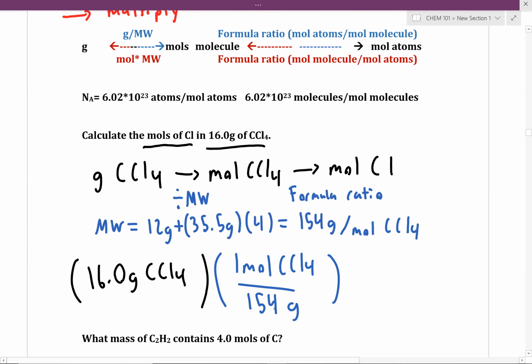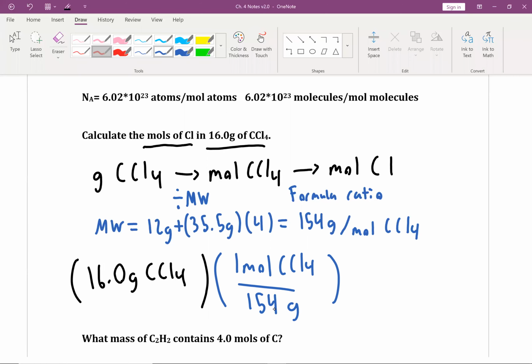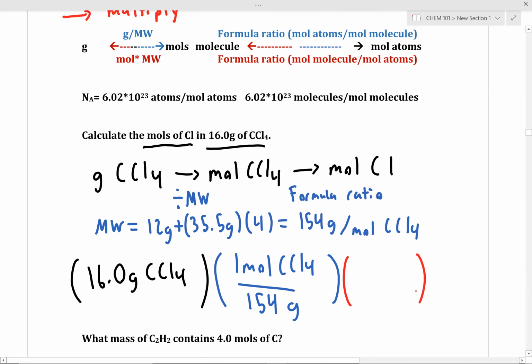Now, and this is where things get a little bit interesting. If we're going from moles of carbon tetrachloride to moles of chlorine, what goes on top? Moles of chlorine. So how many moles of chlorine do we have in 1 mole of carbon tetrachloride? How many chlorines do we see? 4. So we put a 4 for our moles of chlorine.